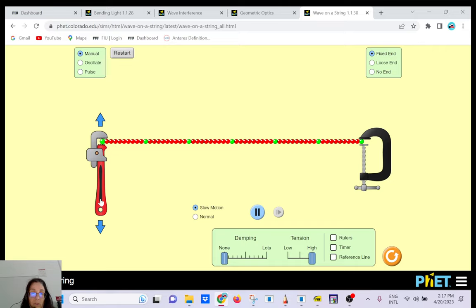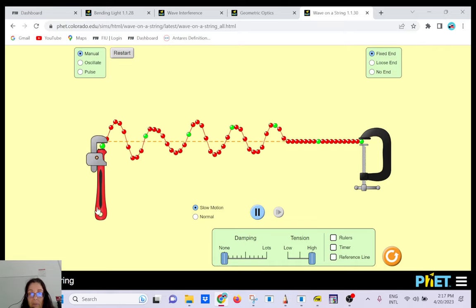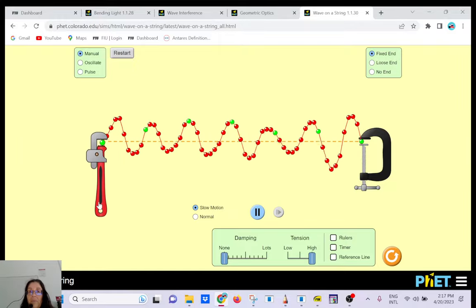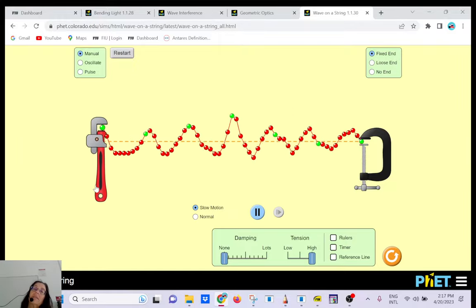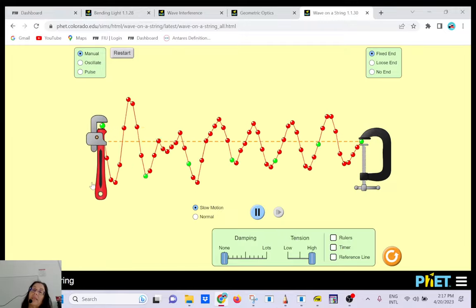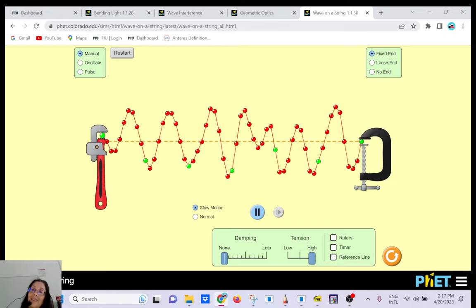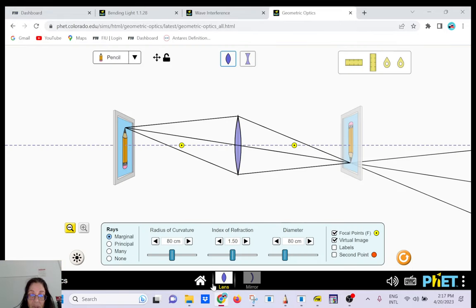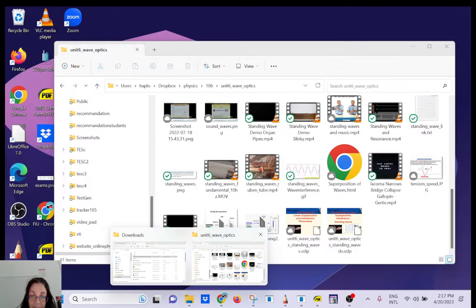So I'm going to try to do that. Look, I'm trying hard here. It's being reflected and now we got a standing wave. A standing wave is what we get when you are playing music. Isn't that cool? So let me show you. I have another.